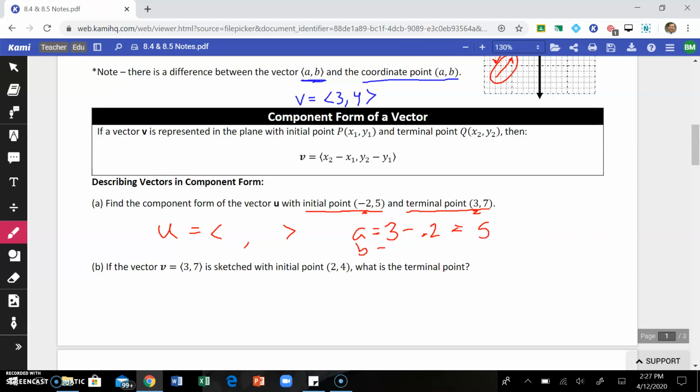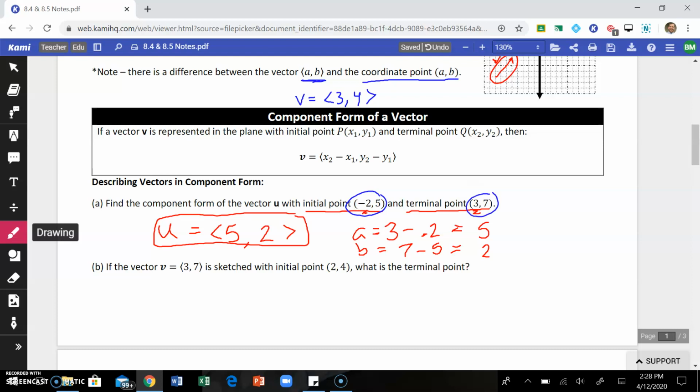The vertical component B, it ends at a y coordinate of 7. It started at a y coordinate of 5, so it traveled vertically a distance of 2, and therefore the component form of vector u is 5, 2. If you don't believe that, I would just encourage you to, on a graph, plot these 2 points, and then figure out how far you go horizontally, how far you go vertically, and that should be 5 and 2.